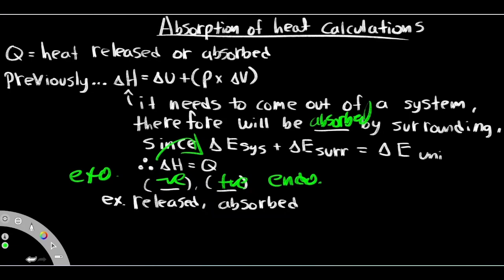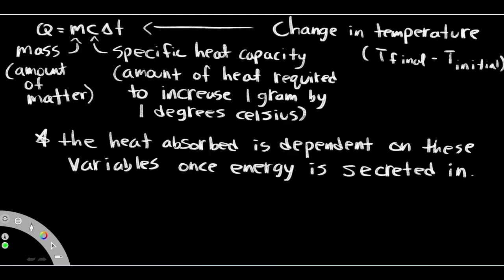Now it's not as simple as saying that delta H is equal to Q, because the Q, the surroundings, when it takes in that energy transfer, it is also dependent on the mass, how big or small it is, the amount of matter contained in it, and the specific heat capacity, the amount of heat required to increase 1 gram by 1 degree Celsius. So if it's a higher heat capacity, it's going to be more difficult to increase it by that specific temperature because more heat is required. Then delta T stands for the change in temperature: the final temperature minus the initial temperature. So like I said, the heat absorbed is dependent on these variables.